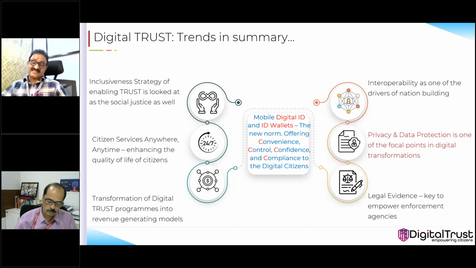What is actually happening here is that many of these countries look at this as an investment or an expense, but these countries are slowly realizing that to have sustainability of these trust programs, the entire trust-enabled program has to be transformed into a revenue-generating mechanism rather than just an expense. Privacy is a critical thing. Legal evidence is key to the empowerment of enforcement agencies.